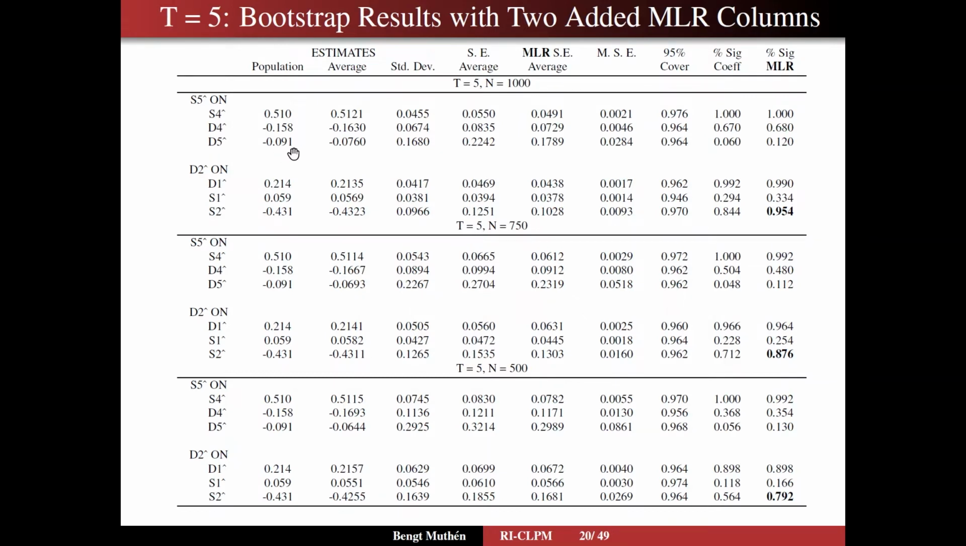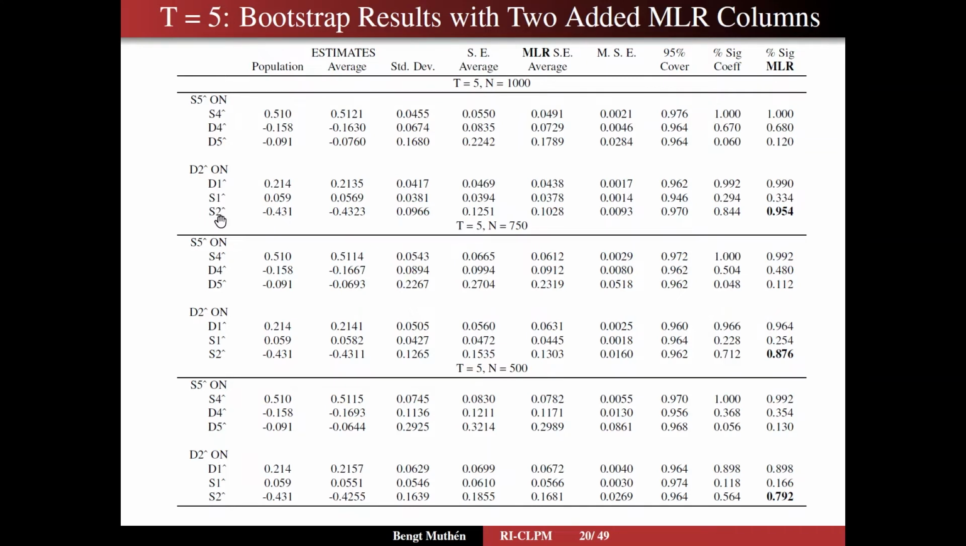Fairly low value here. And then you have a different set in the other direction, D on D. Autoregression is 0.214. Cross-lag with S is 0.059, a little bit lower than in the other direction. And then the reciprocal effect, much higher, minus 0.431.